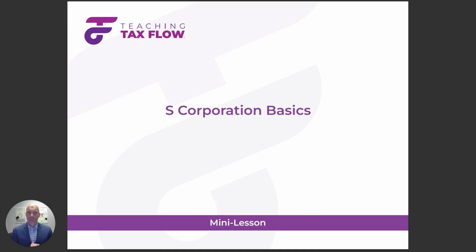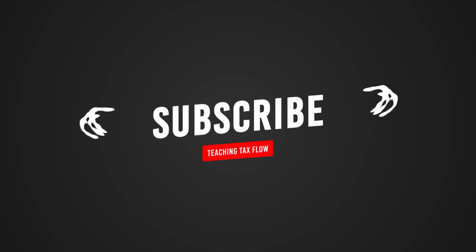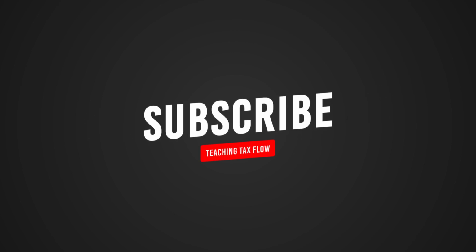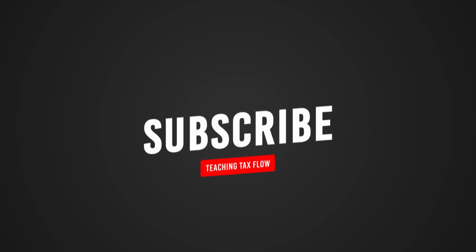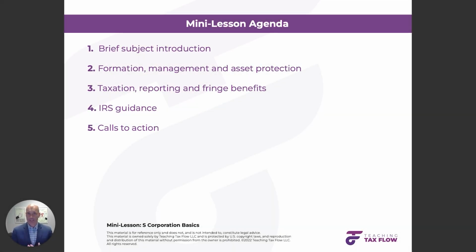Let's jump into S Corporation Basics. An S Corporation is a hybrid type of entity that has some attributes of an LLC, some attributes of a corporation. We're going to talk about that formation, management, and asset protection.